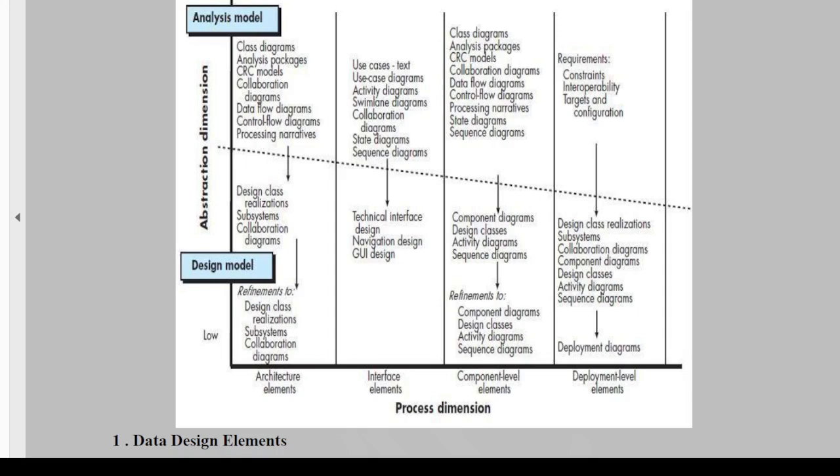The architecture model is derived from three sources. Information about the application domain for the software to be built, and specific requirement model elements such as use cases or analysis classes, and their relationships and collaborations for the problem at hand. And the third is the availability of architecture styles and patterns.